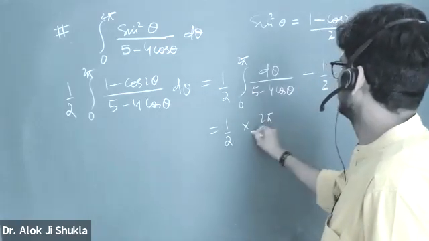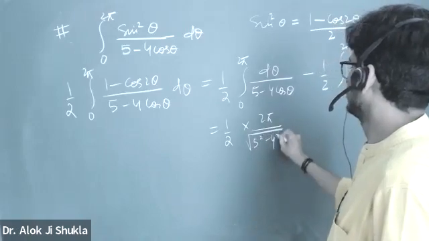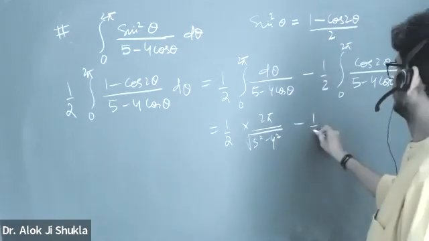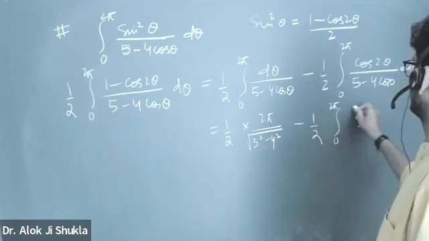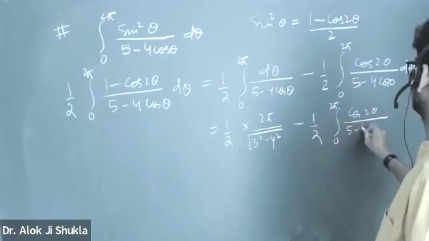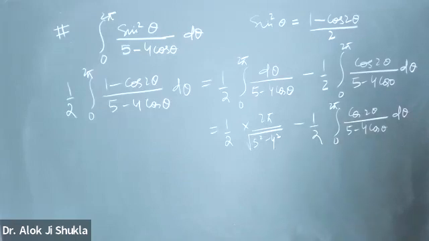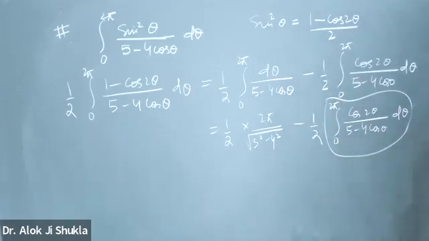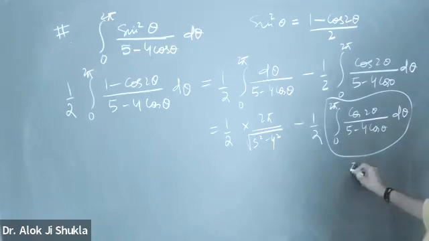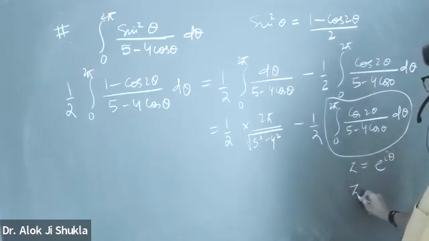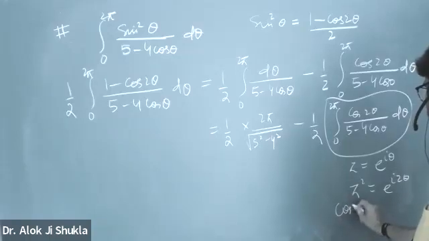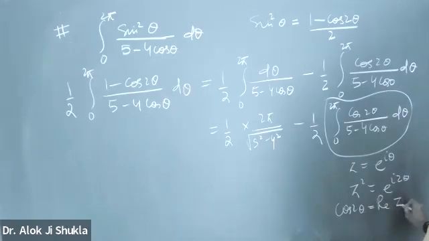This will become 2 pi by root of 5 square minus 4 square. This we have to handle. Minus half, this integration 0 to 2 pi, cos 2 theta by 5 minus 4 cos theta, d theta, right? This we have to handle. Now let us solve this by putting z is equal to e to the power i theta. That means z square is e to the power i 2 theta, that means cos 2 theta is real of z square.